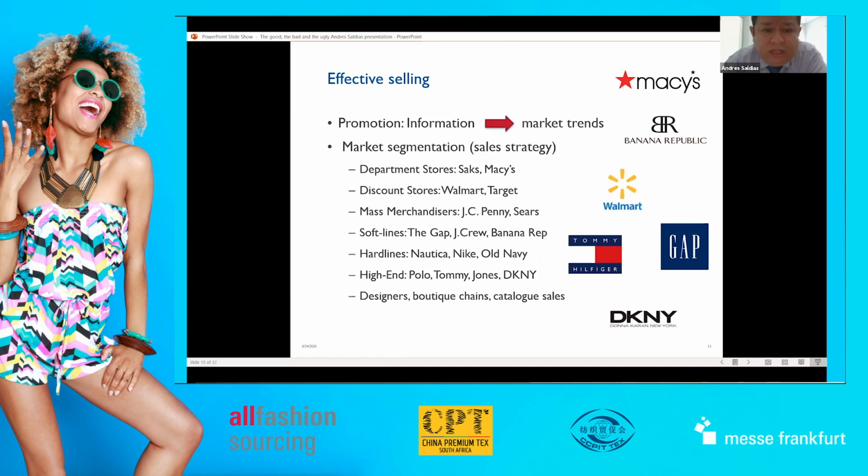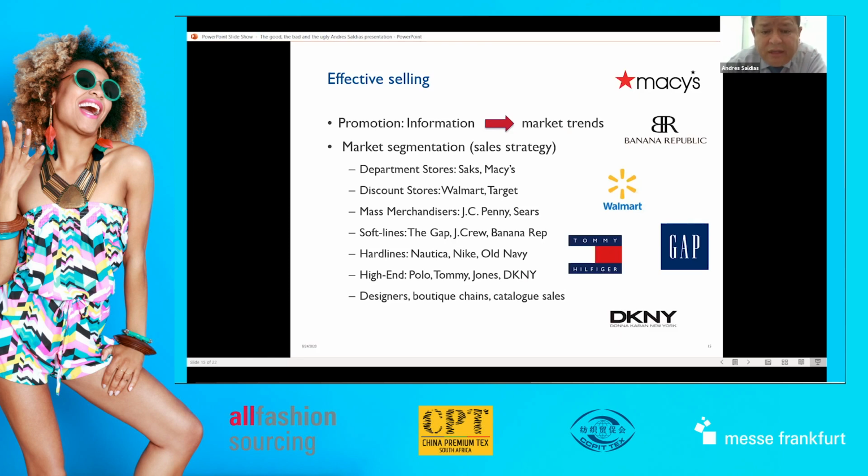As far as the segmentation, you have department stores like Saks and Macy's, higher end; discount stores, Walmart, Target. So many factories in Africa are working with Walmart, and Walmart is not one of my favorites because it's price related. Nevertheless, they give you the volume. Mass merchandisers like JCPenney, Sears, middle prices, high volumes. Softline, the Gap, J. Crew, Banana Republic. Well, J. Crew is no longer in business.